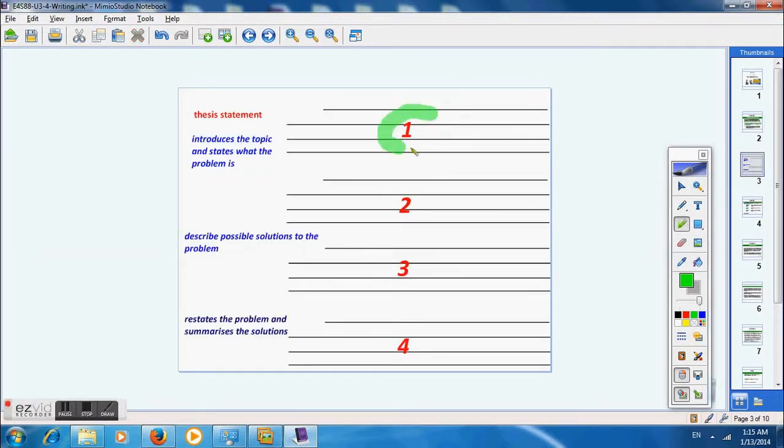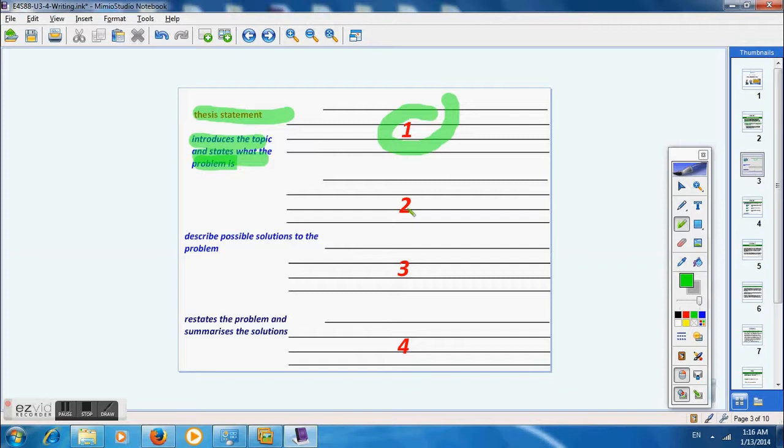First paragraph, and your thesis statement is here. So what does it do? It introduces the topic and states what the problem is. Of course you have to be creative when you write. You just don't say that this is a problem in one sentence. So you need to make an introduction to your thesis statement.